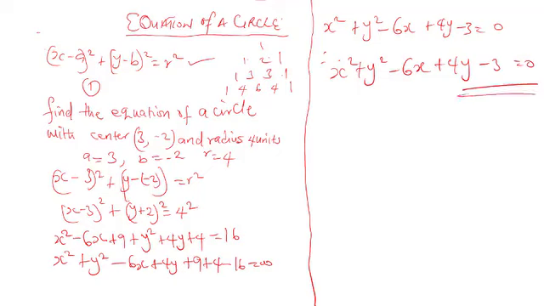So the equation of a circle whose center is 3 and minus 2 with radius 4 units is x squared plus y squared minus 6x plus 4y minus 3 equals 0. Now I'd like us to increase our familiarity with such questions. So let's go into solving another question. Let's take question number 2.